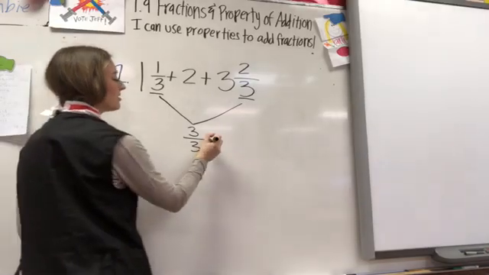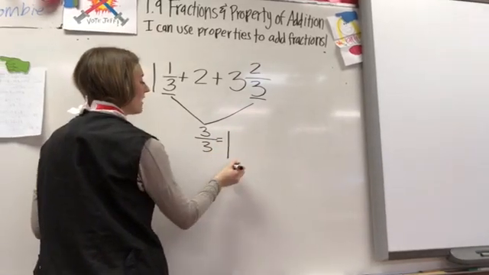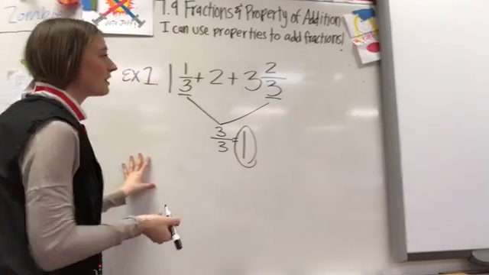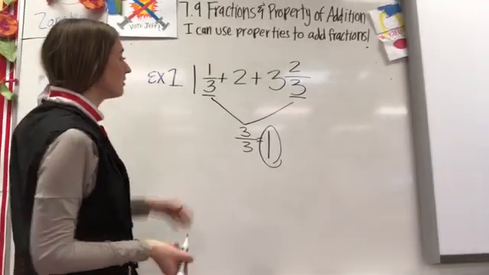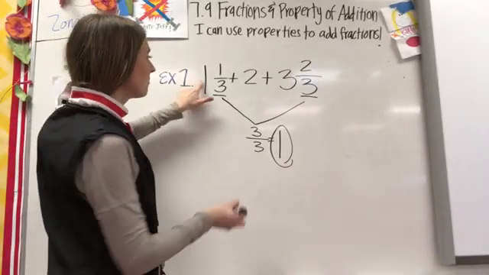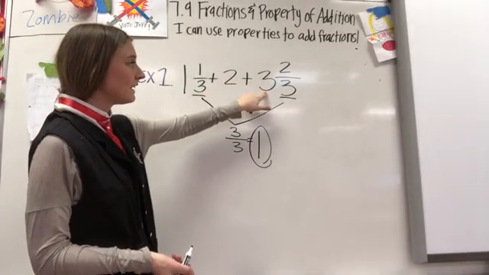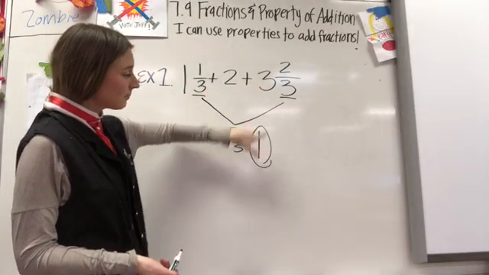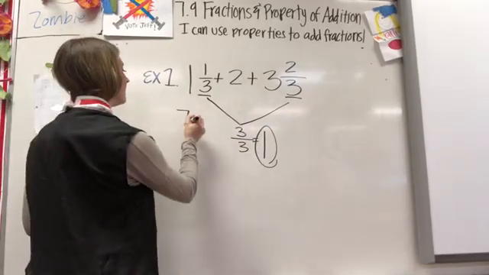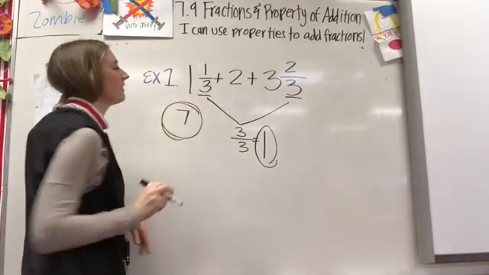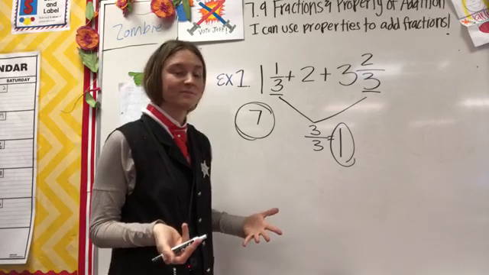It's 3 over 3, which is the same thing as 1. Okay, so now all we have to do is add up all the whole numbers. We have this one plus this one. 1 plus 2 is 3. 3 plus 3 is 6. 6 plus 1 is 7. So all together, these add up to 7.